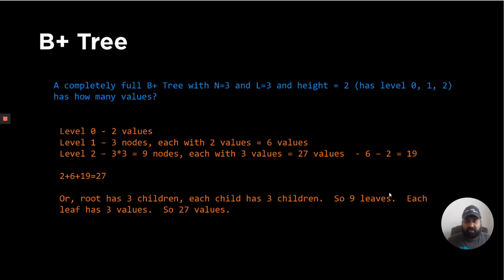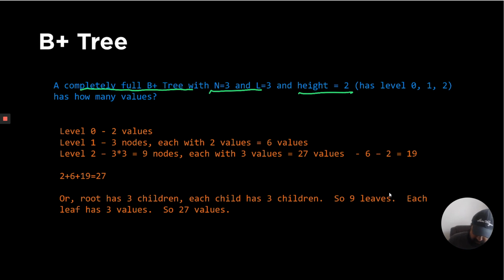So let's see a quick example of a sample problem on B plus trees. In this question, we have been asked: a completely full B plus tree with n equal to 3, L equal to 3, and height equal to 2 has how many nodes? So basically, we are at full capacity.